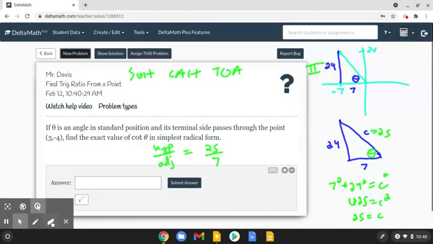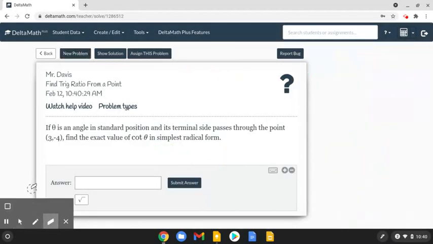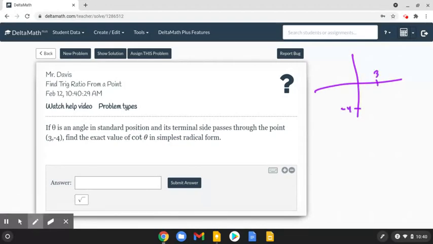I'll go through one more just for good time's sake here. Go through it kind of quickly. Hopefully you're starting to get the hang of it. Go at 3, negative 4. So 3 in the x, negative 4 in the y. Put our dot there. And then again, we always just draw a line straight to the axis. Boom, right there. That forms our triangle.